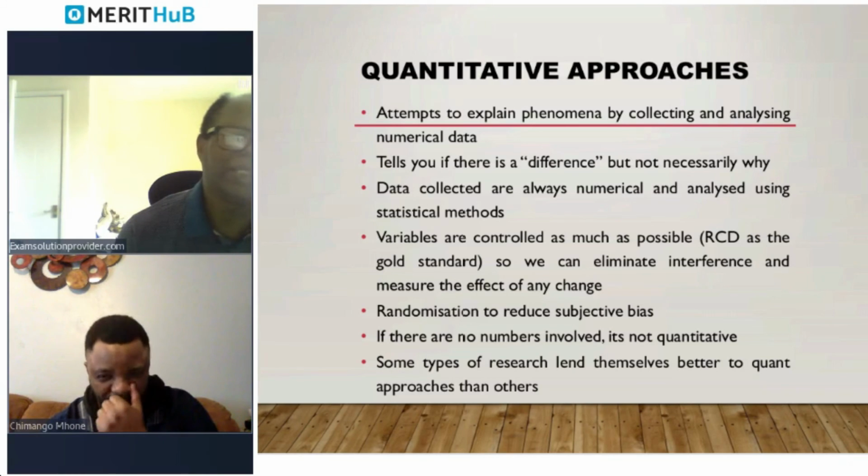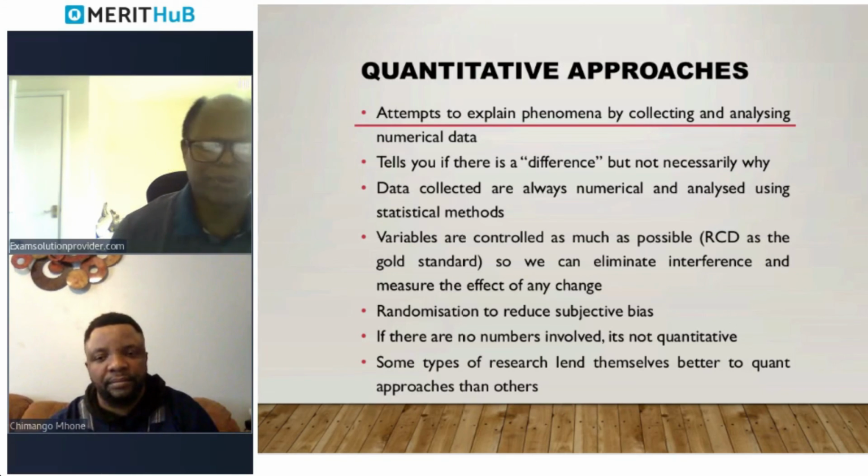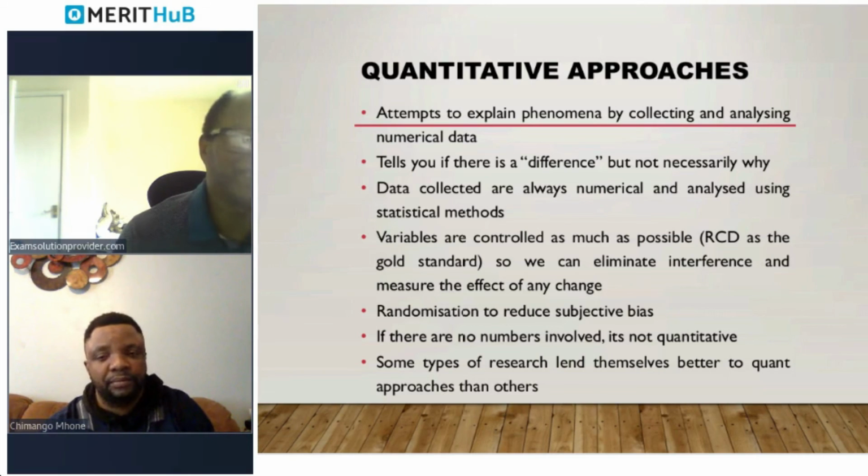So why do we do this random selection? Because we can eliminate the interference of all the other things I've talked about, and also measure the effect of any change. Now, randomization to reduce the subject bias is really very important in quantitative research. If there are no numbers involved, it's not quantitative. Then it becomes qualitative research. Some types of research lend themselves better to quantitative approaches than others. So there are those which you may not be able to study by using quantitative methods.